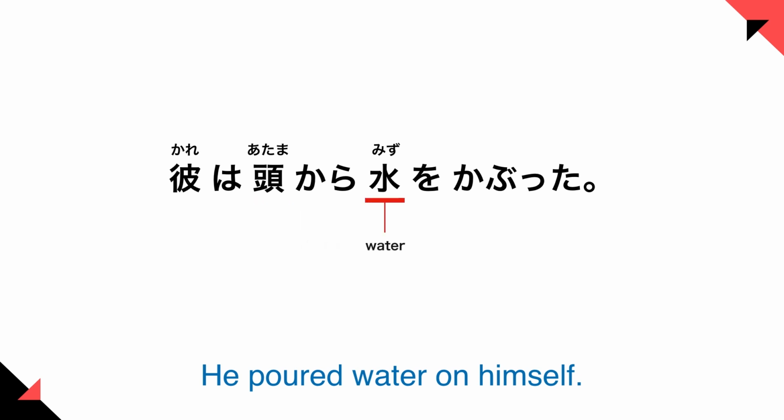Right, next, 水, that means water. を is again a particle that indicates the direct object of an action, and the action is かぶる. Alright? And then かぶった, it's a past form of かぶる. And this かぶる, it means pour water on himself. And it says 頭から, so it means water comes from the head to the bottom. Right? So if you translate that sentence into English, it will be he poured water on himself.